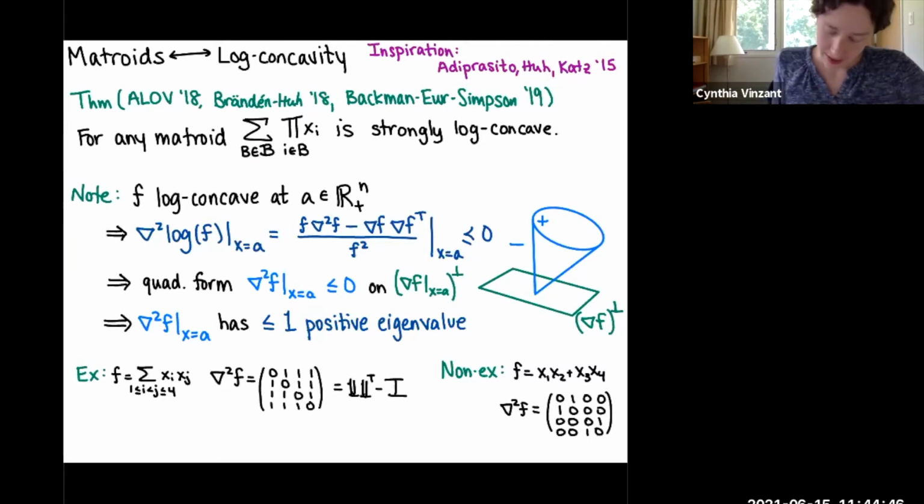Another way of saying that you have at most one positive eigenvalue is that the second eigenvalue has to be negative or non-positive. And so this is going to be a talk very much about the second eigenvalues of things.